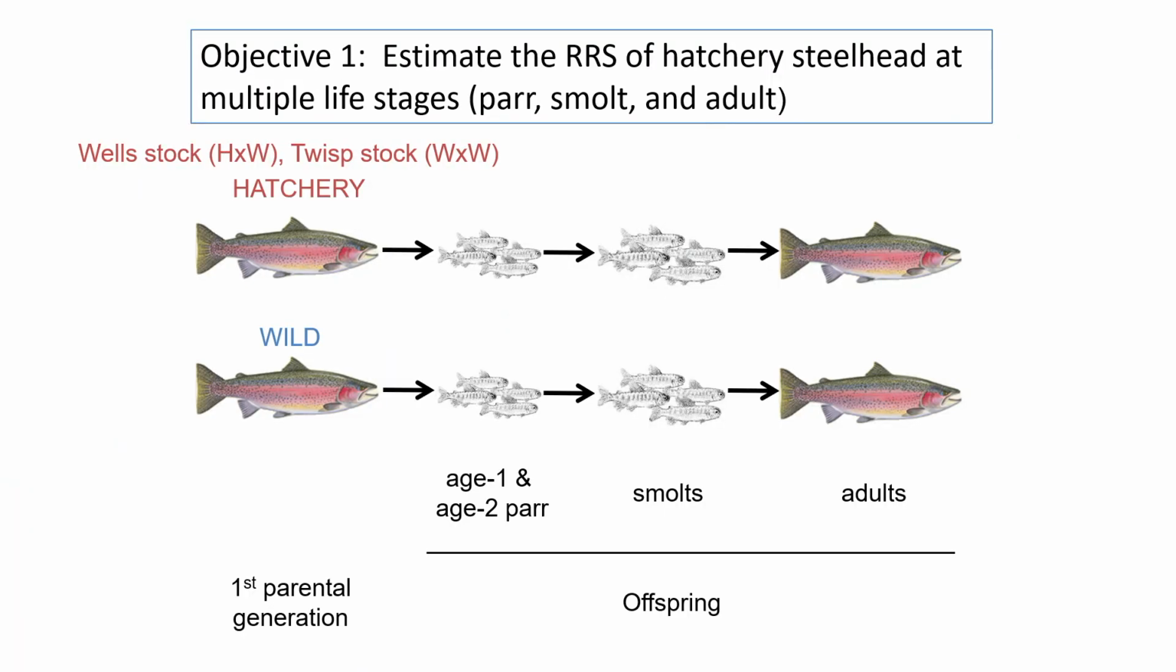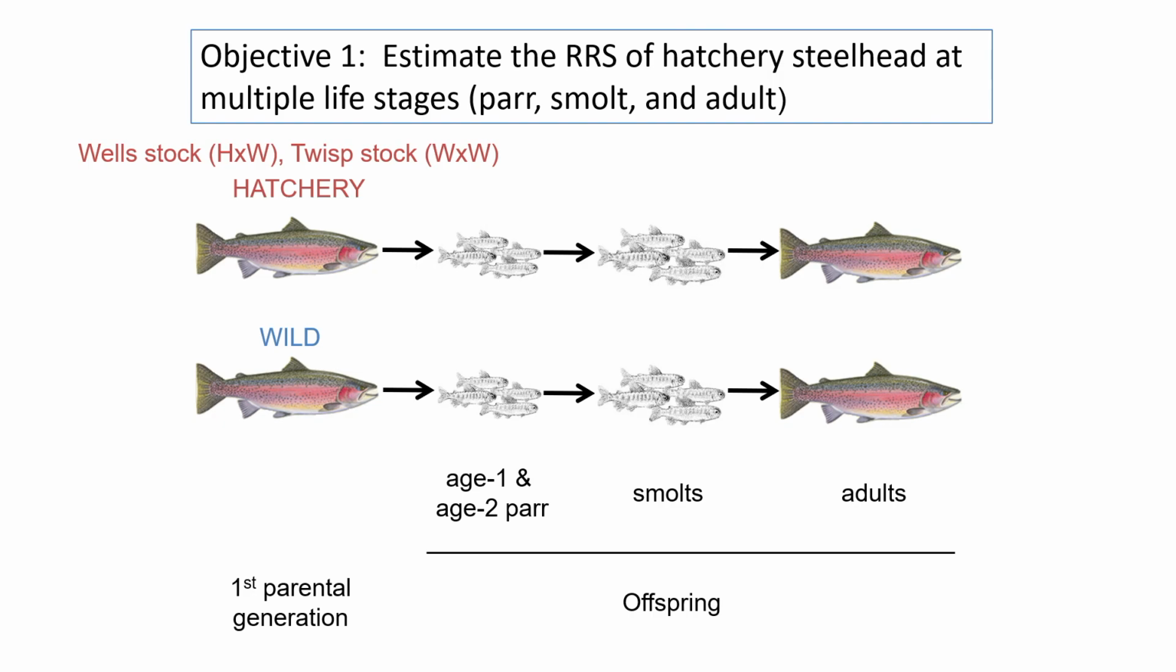So our first objective in the study is to estimate the relative reproductive success of hatchery steelhead. We get hatchery and wild fish at our weir in the Twisp, and we release them upstream to spawn naturally, and then we estimate their reproductive success at 3 different life stages: parr, smolt, and adult. And then we use genetics to determine who the parent and offspring combinations are.